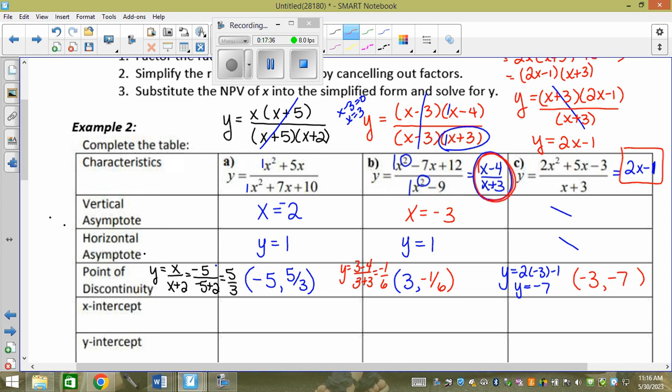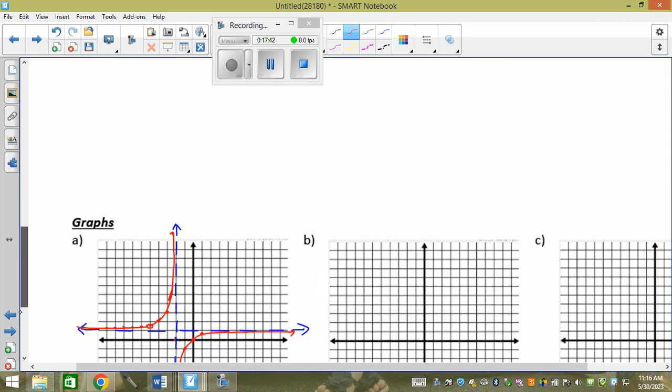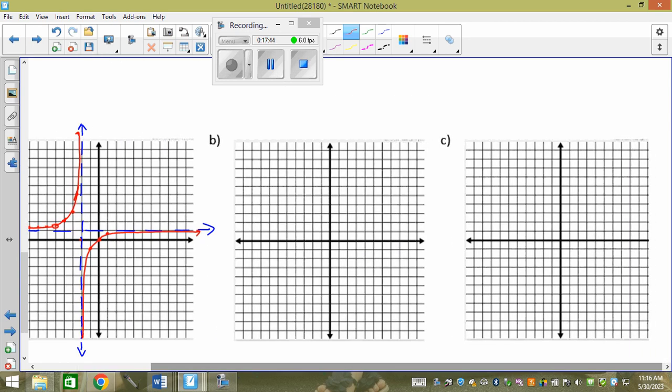So if I went to sketch that graph, I would just have the line 2x minus 1. So I go to negative 1. I'm just going to show you. Negative 1 is my slope. Then I rise 2 over 1. This is grade 10. Rise 2 over 1, rise 2 over 1, right? Then the opposite to go downwards.